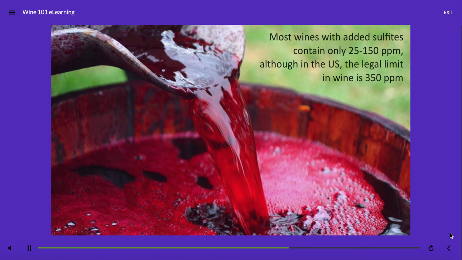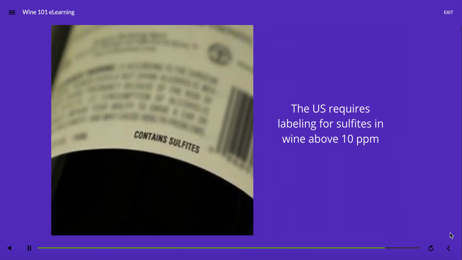Most wines with added sulfites contain only 25 to 150 parts per million, although in the US, the legal limit in wine is 350 parts per million. The US requires labeling for sulfites in wine above 10 parts per million.